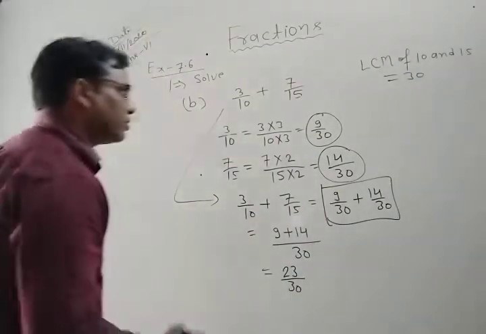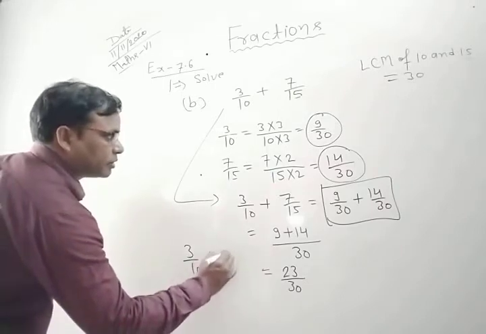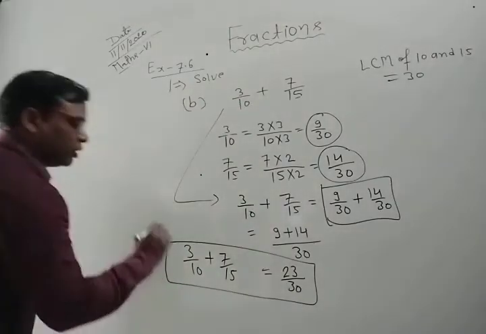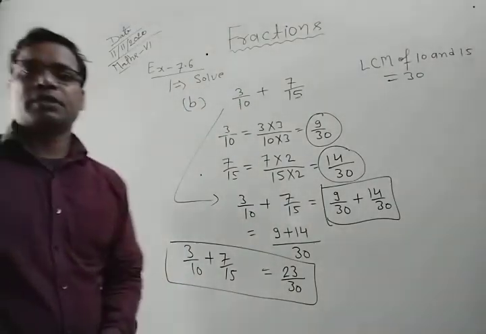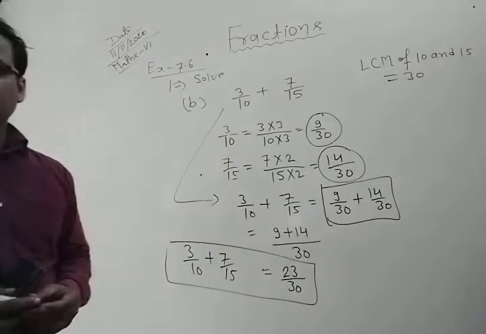Clear? So your answer: 3 by 10 plus 7 by 15 is equal to what? This is equal to 23 by 30. Clear? So students, I hope all of you understood these questions.